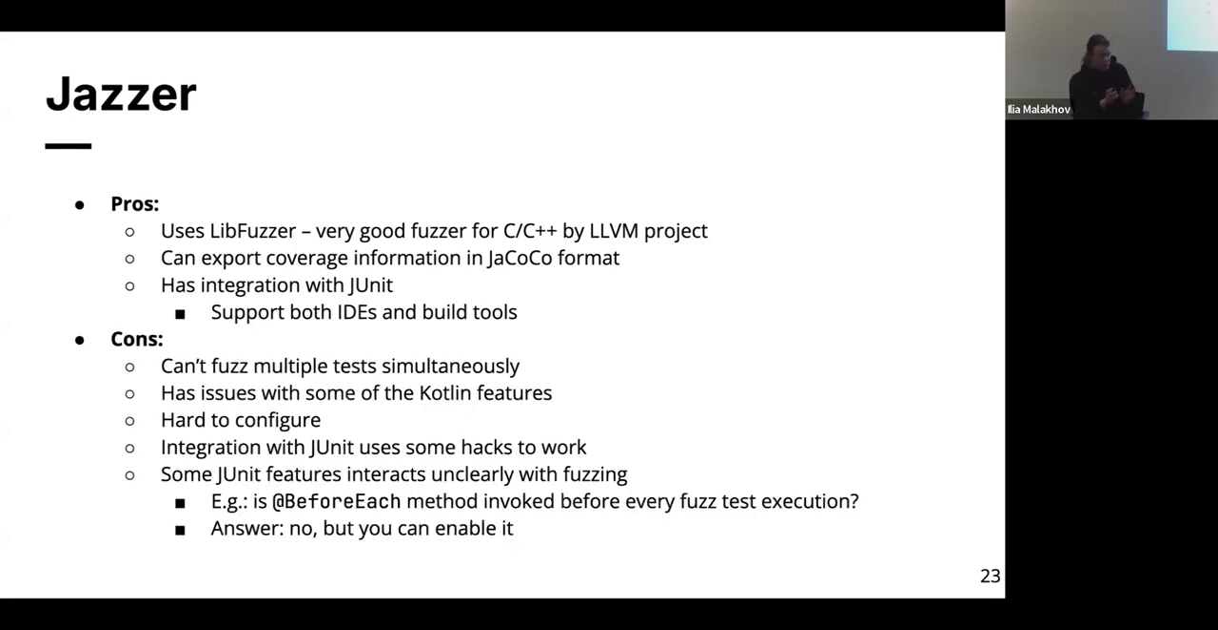it has a lot of drawbacks. The most important one is that it can't fuzz multiple tests simultaneously. In our experiments, we found out that to get some results, we need to spend at least several hours on fuzzing. For a single library, we usually had around 10 fuzz tests. So without parallelizing this process, it takes too much time.